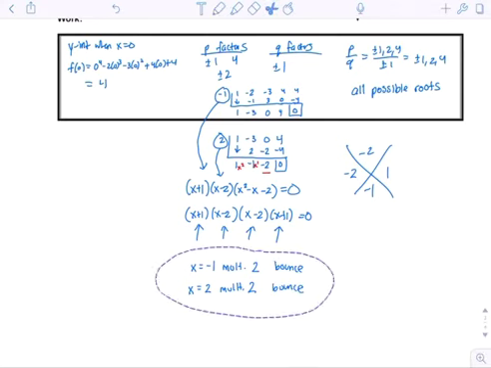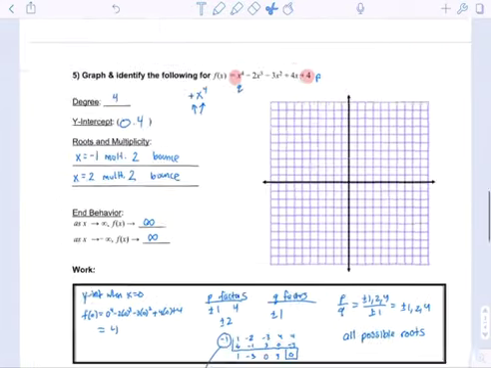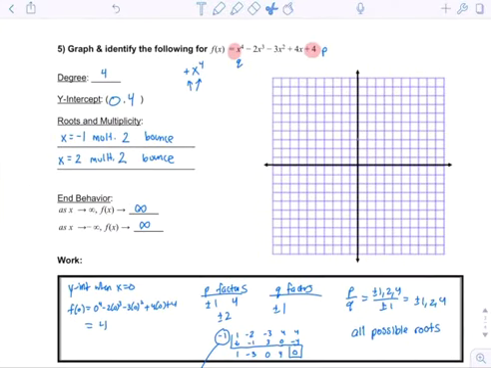So once we find that, now we can insert it into right there. And now we can finally graph. So there's a zero at x equals negative 1, and x equals 2, there's that zero. And the end behaviors are up and up. So now, and also too, you guys don't forget to graph your y-intercept, okay? Which is at (0, 4).